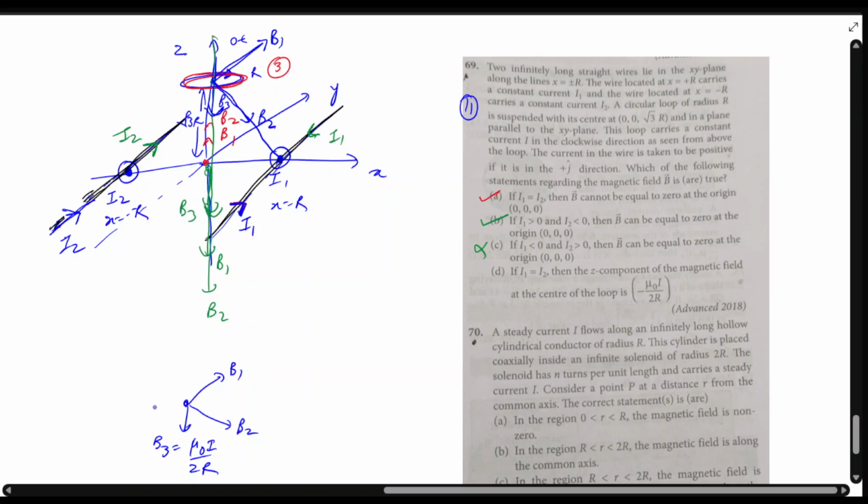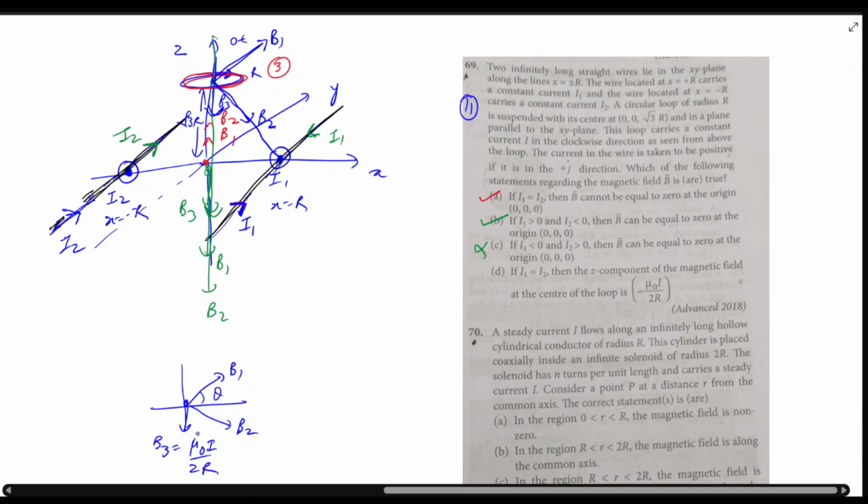Look, for B1, let's say this is our angle theta, okay? So if I consider this as theta, so this will be theta, right? So let's just take this as theta. So if this is theta, then this will be theta, right? And if this is theta, then this must be theta. So this must be theta, okay? So we can see B2 cos theta and B1 cos theta.